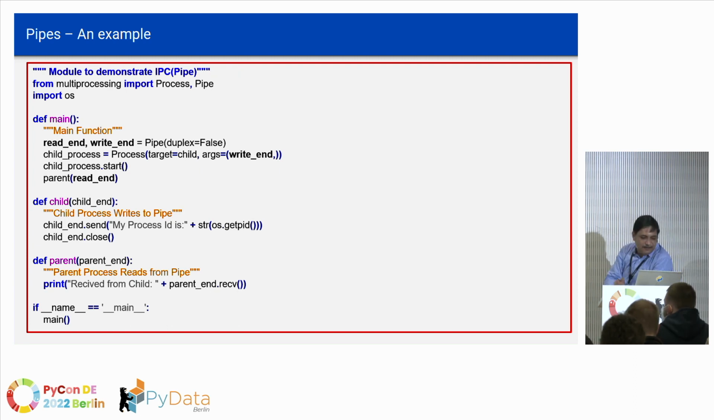It is synchronized because, see, the parent read end, that line is at the end of the main code. So the parent process will actually stop over there till the time the child process writes data. So in this code, I don't have to do any specific synchronization. It's actually synchronized.